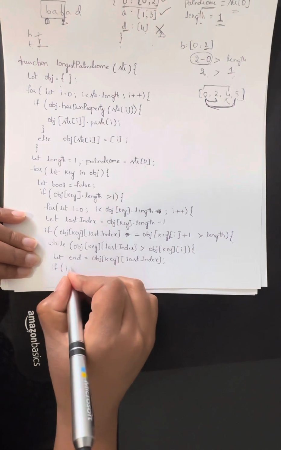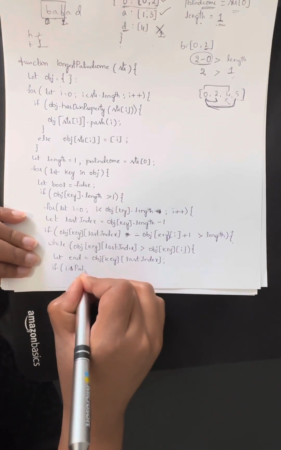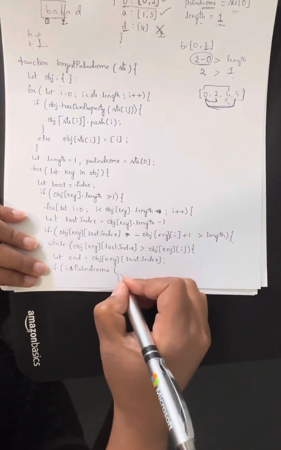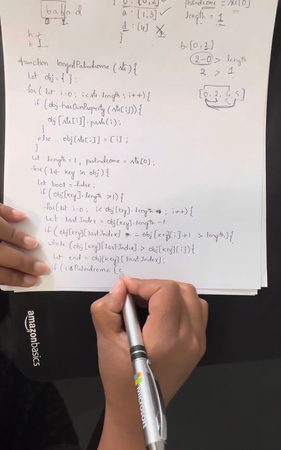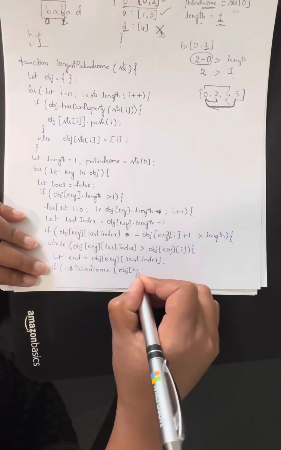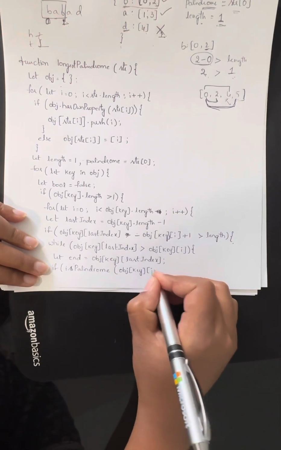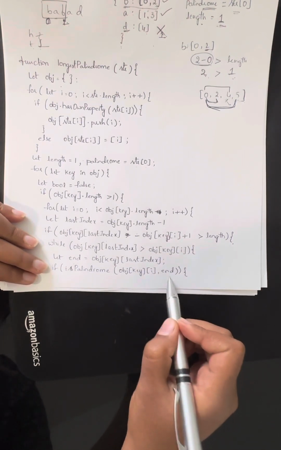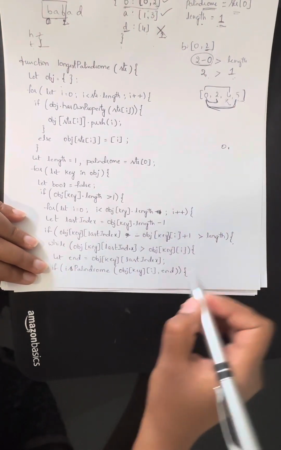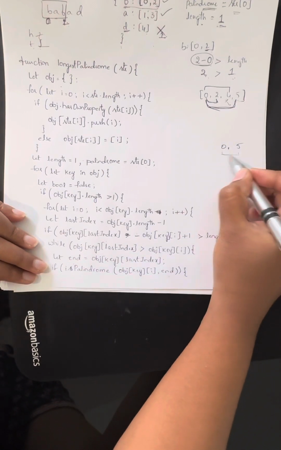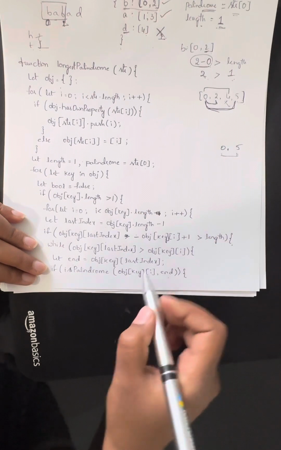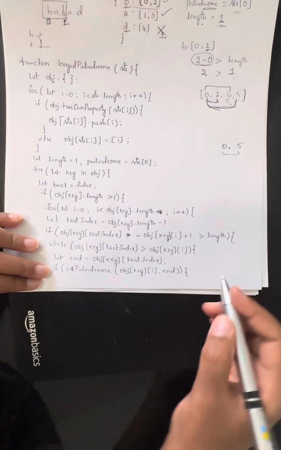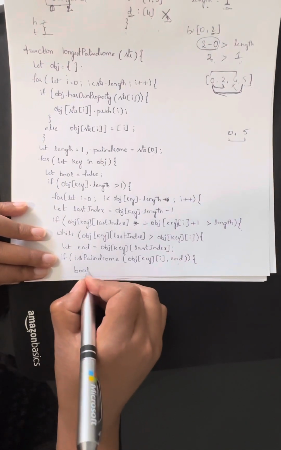Now I'll check is palindrome. So isPalindrome is a function which I'll be writing later. In this function, it takes two parameters which are indexes. What this function is going to do is check between these indexes. Let's say this is 0 and end is 5. It will check between these two indexes if it is a palindrome or not. If it is a palindrome, it will return true. If not, it returns false. So I'll be checking if it is a palindrome. Then if it is true, I will be changing the bool to true.